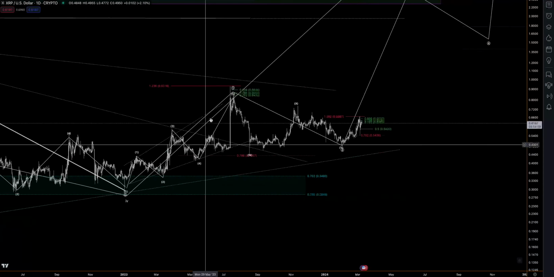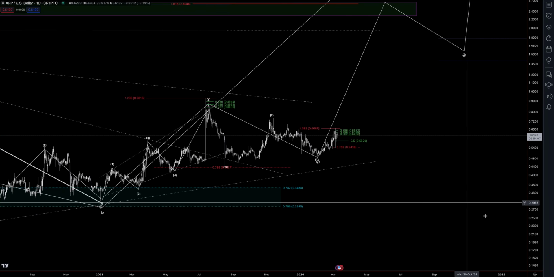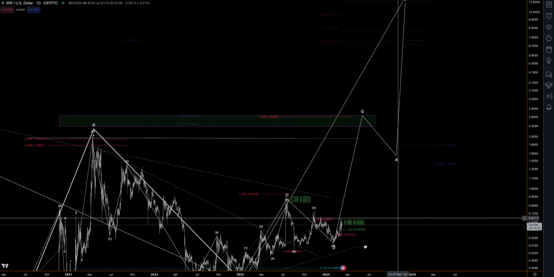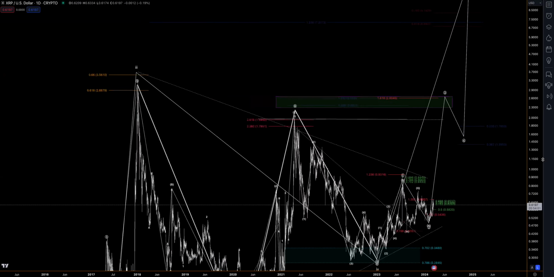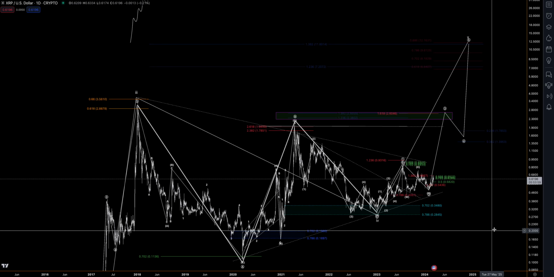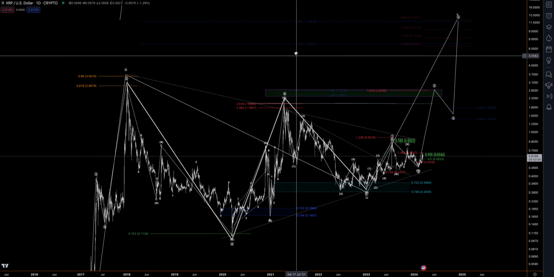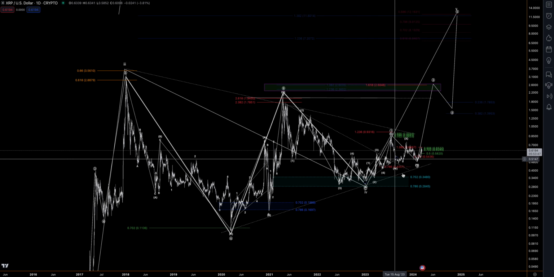Okay, so we have our wave 1, and then we have a WXY for our wave 2, and then we're going to start our wave 3, 4, and then an explosive 5th wave extension. Now, once wave 3 and 4 complete, I'll have more accurate wave 5 targets. Right now, I'm just showing you the trajectory of where I think this may go.